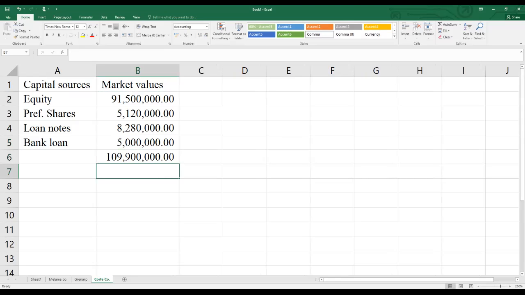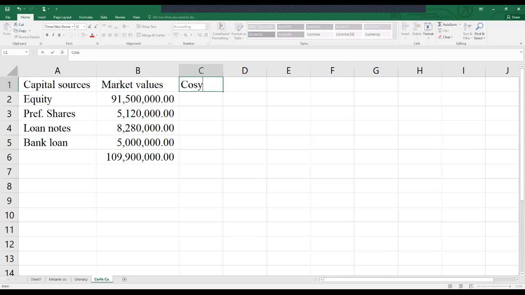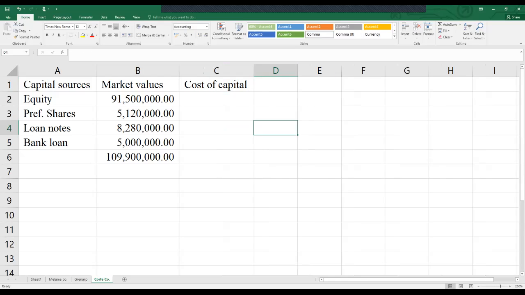Now, next, we can get the cost of capital from each one of them, for each of the capital sources. I think we can do the working for that. So let's begin with the equity, the cost of equity. We can use two models. We can use the capital asset pricing model, or we can use the dividend growth model.